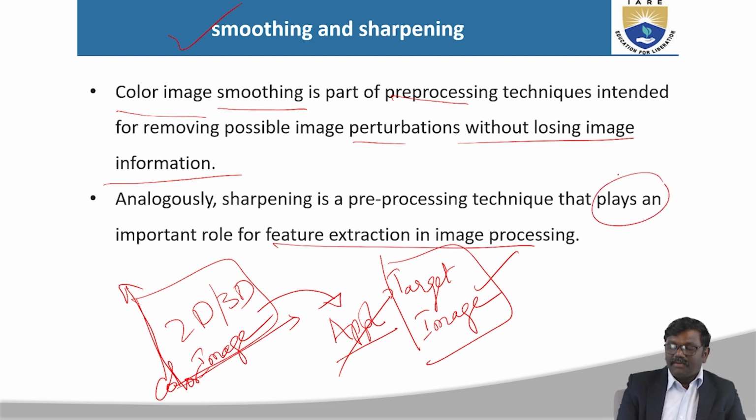So what role does it play? It plays a major role in feature extraction, by using sharpening. Whereas in the case of smoothing, we are intending to remove the possible image perturbations without losing the image information. That happens in smoothing. Whereas in sharpening, we are concentrating on the important role for feature extraction in image processing.